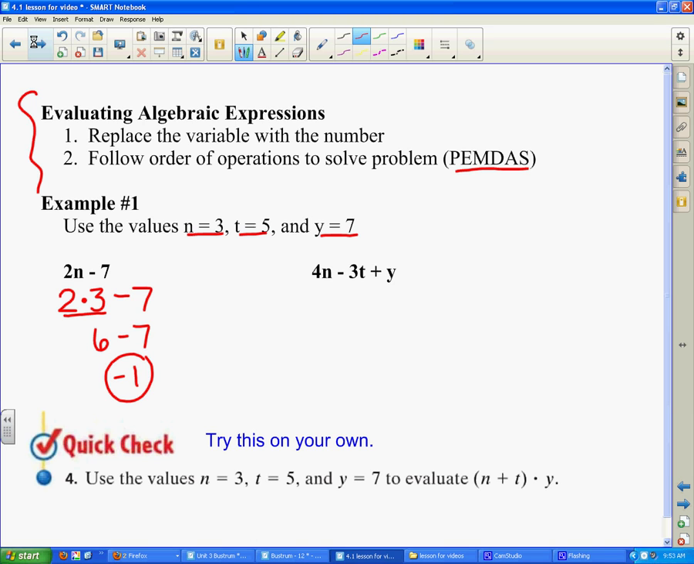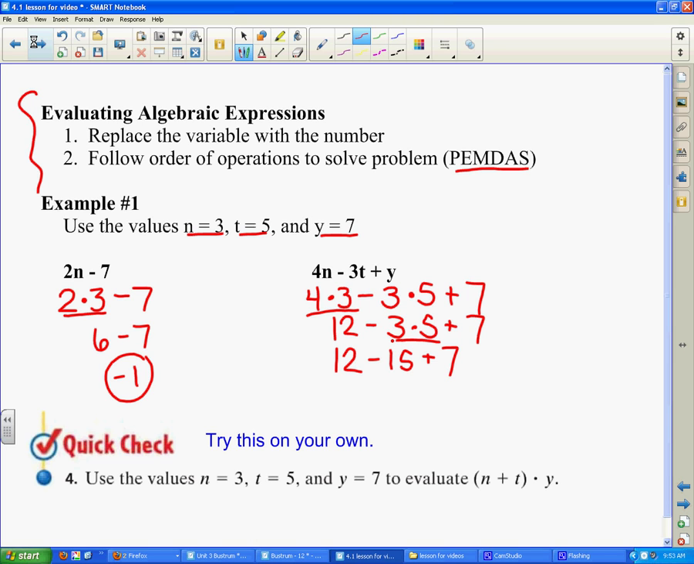So let's look at this here and plug in what we need. So we have 4 times n, so it's 4 times 3 minus 3 times t, which is 5, and then we're going to add y, which is 7. We'll follow order of operations. 4 times 3 is 12, minus 3 times 5 plus 7. We're going to do the multiplication still, 3 times 5. So 12 minus 15 plus 7.